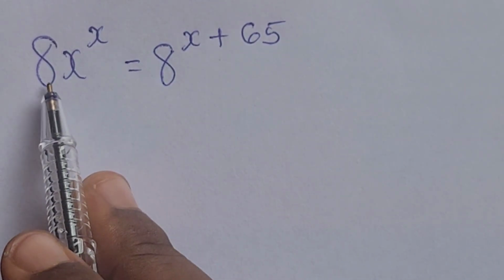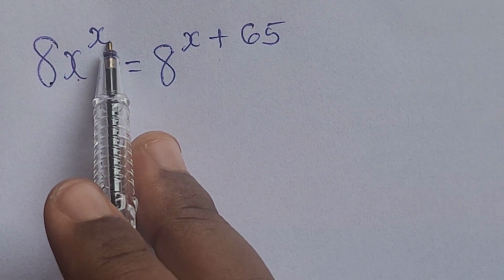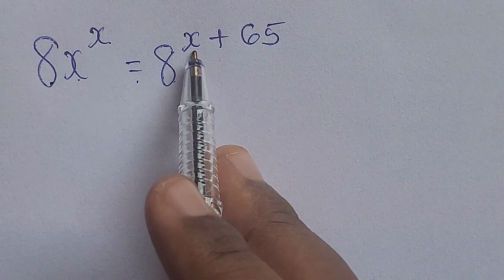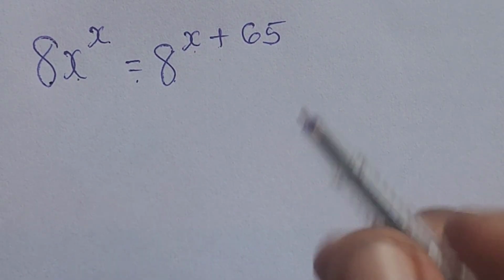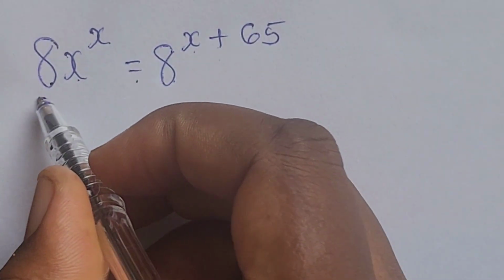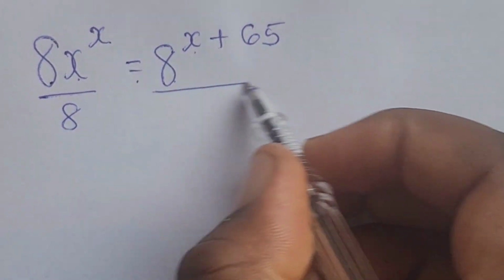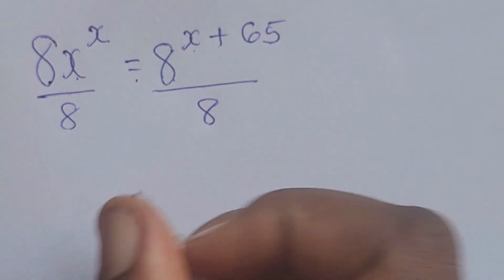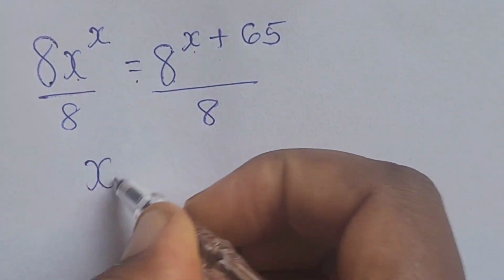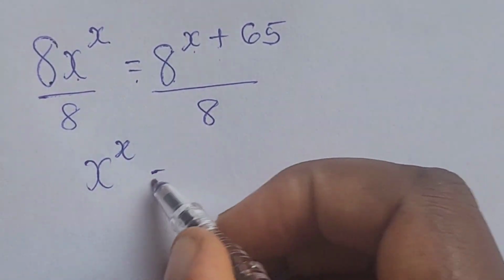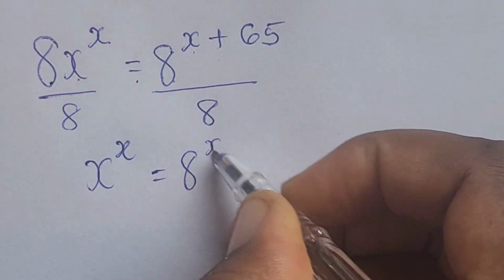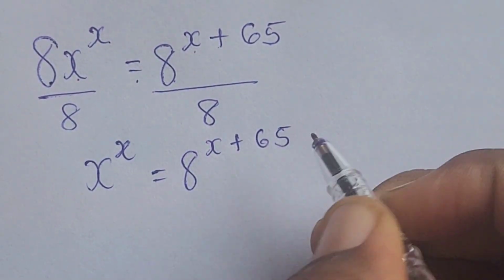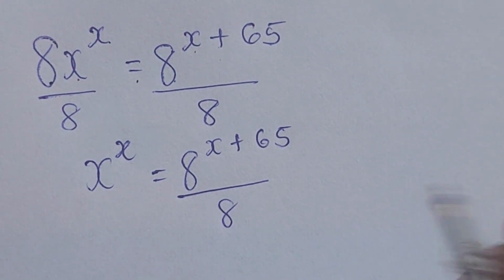So I want to resolve this. We have 8x all to the power of x equal to 8 to the power of x plus 65. So let's begin by dividing both sides by 8 to have x to the power of x equal to 8 to the power of x plus 65 all over 8.